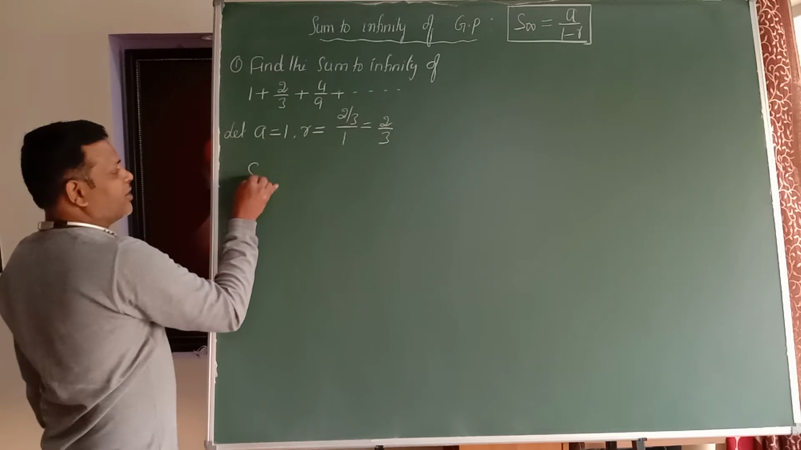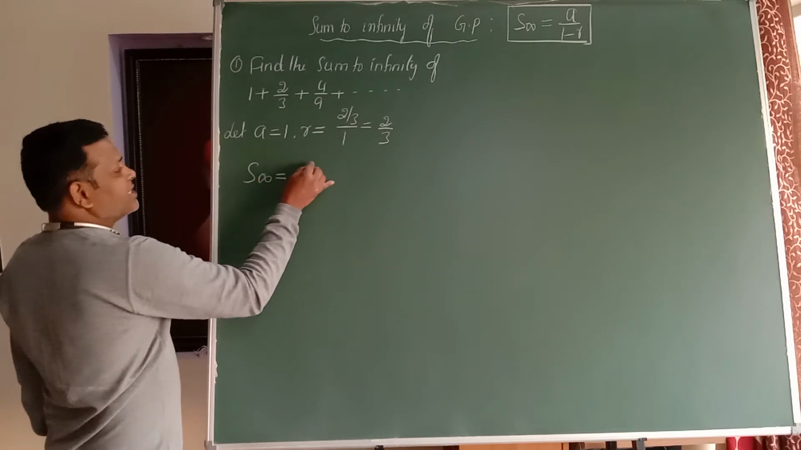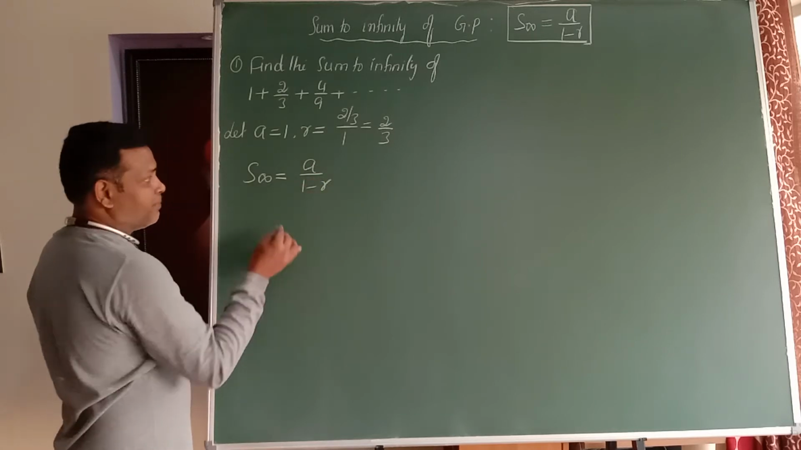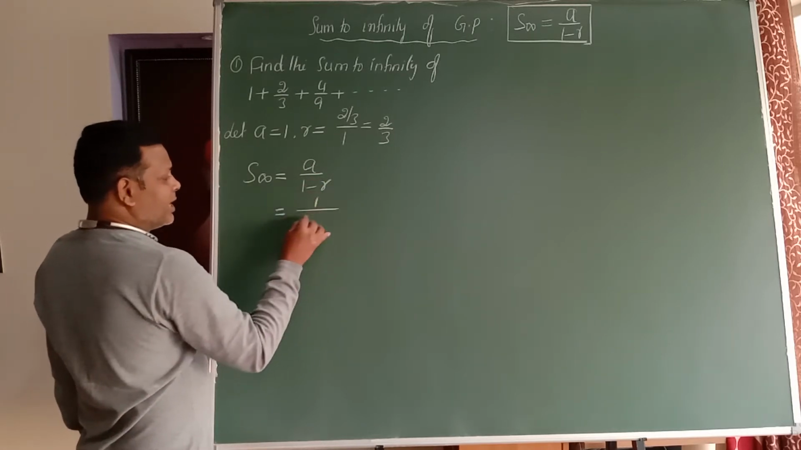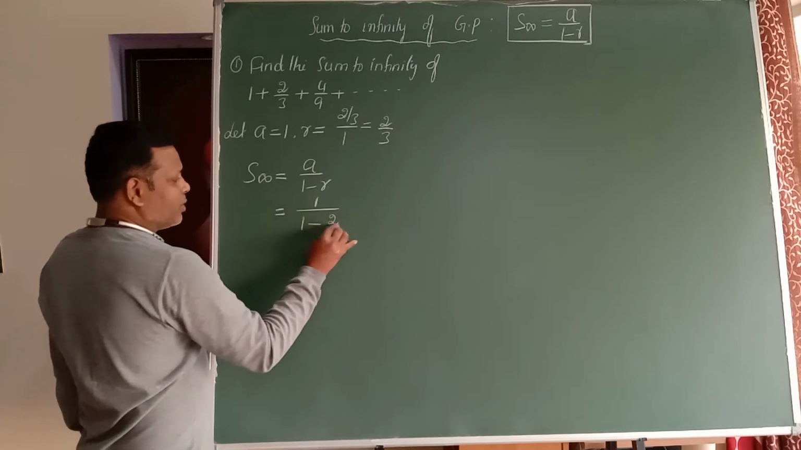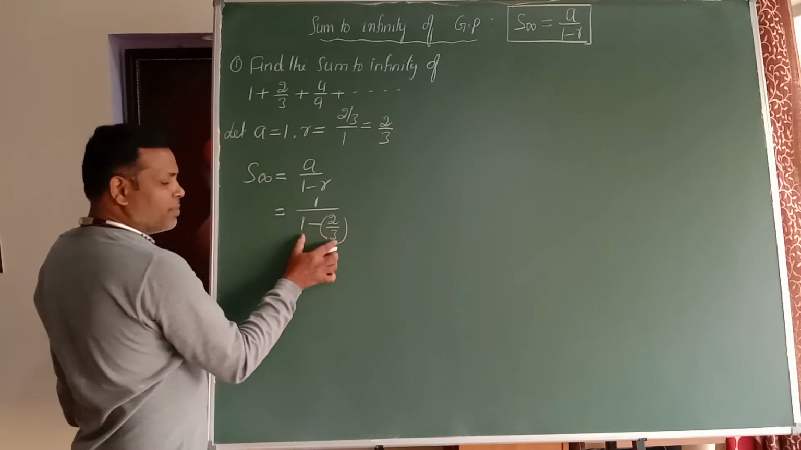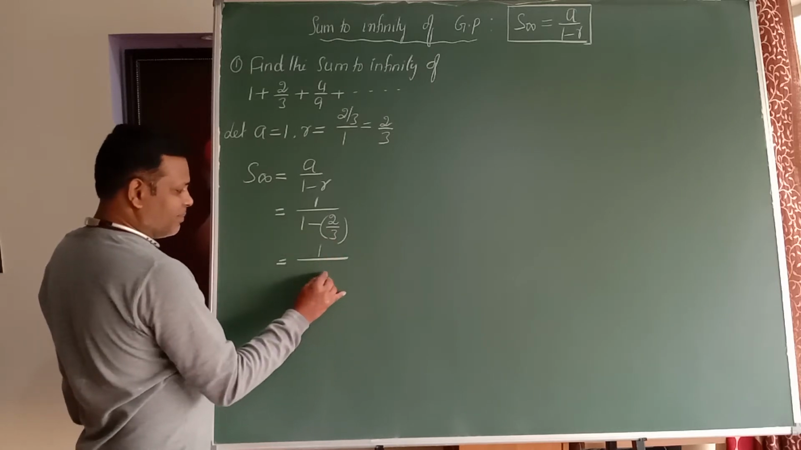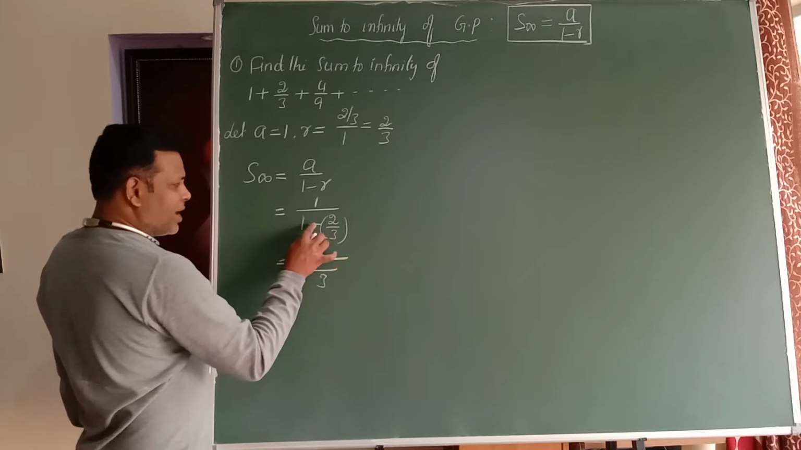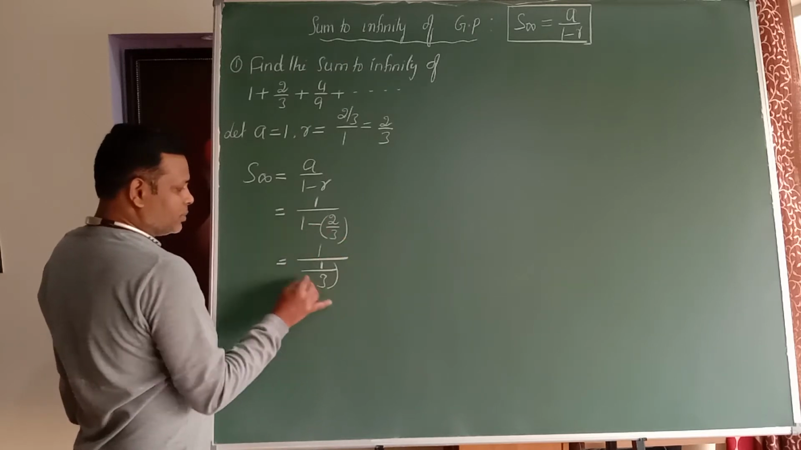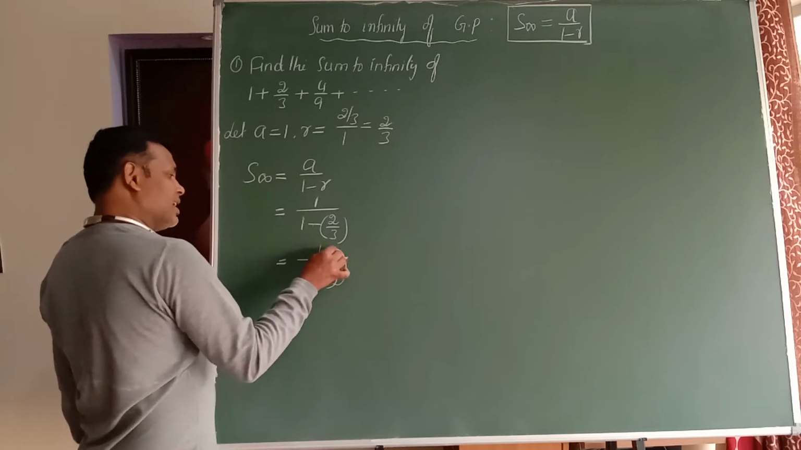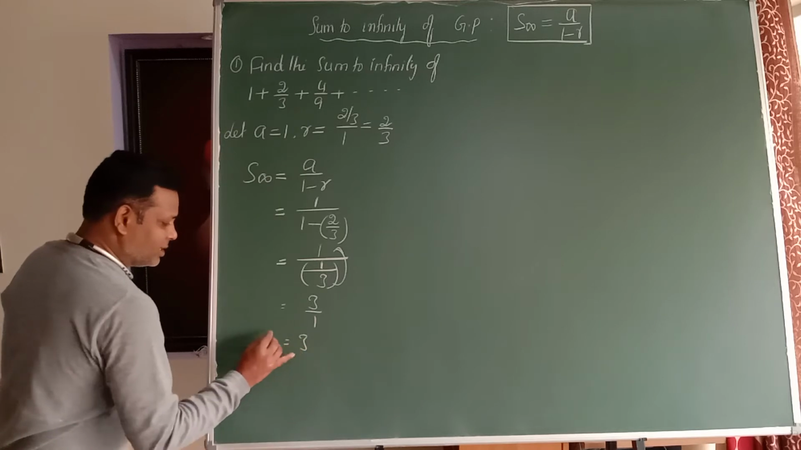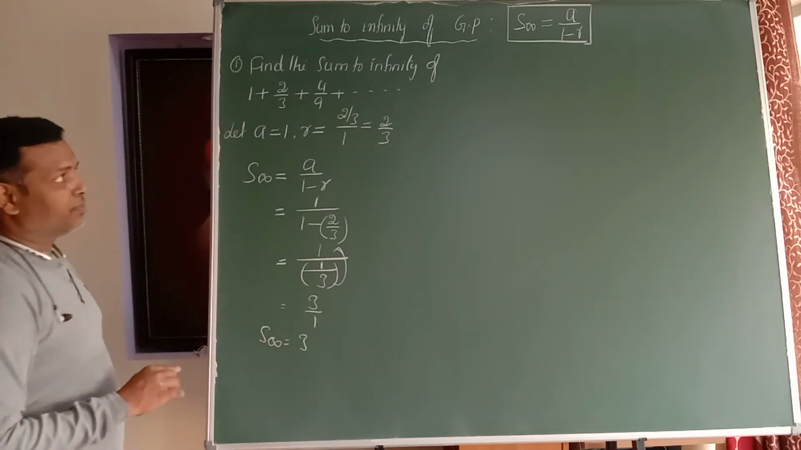Now, what is S infinity? S infinity is given by A divided by 1 minus R. Just substitute here. A is 1, divided by 1 minus R, which is 2 by 3. Now in the denominator we have to take the LCM. That is 1 divided by, 3 is the LCM, so this becomes 3 minus 2, that is 1. Now this 3 goes up, and 3 by 1 is nothing but 3. This is S infinity.